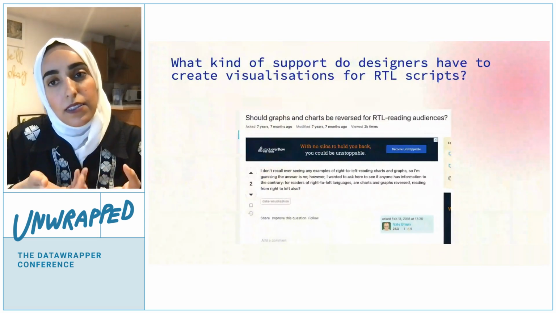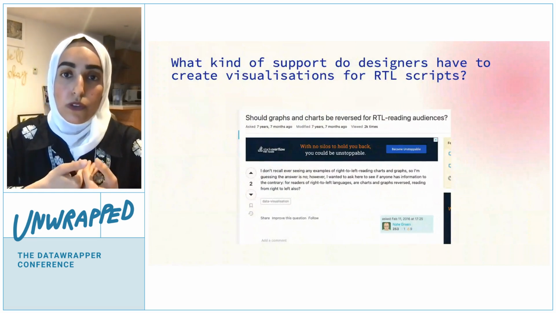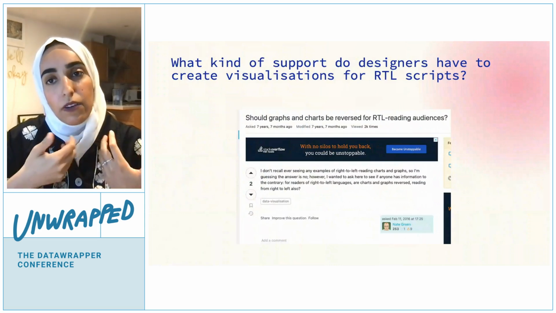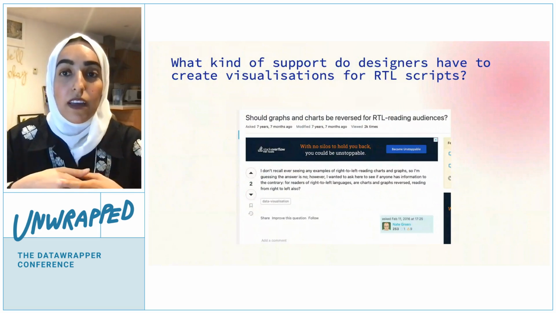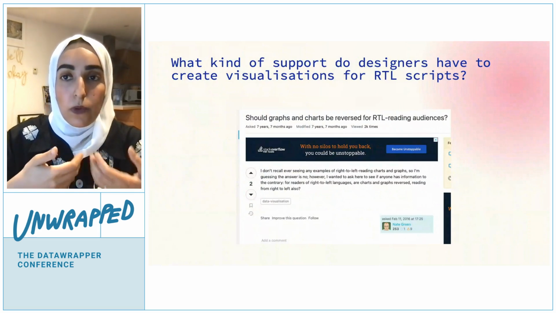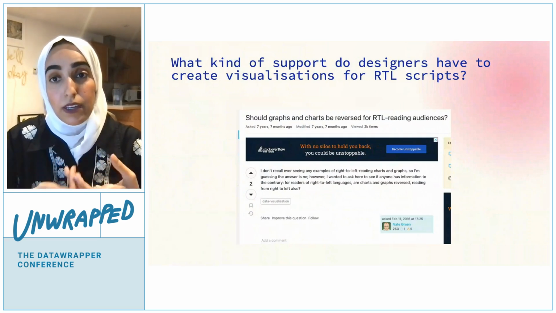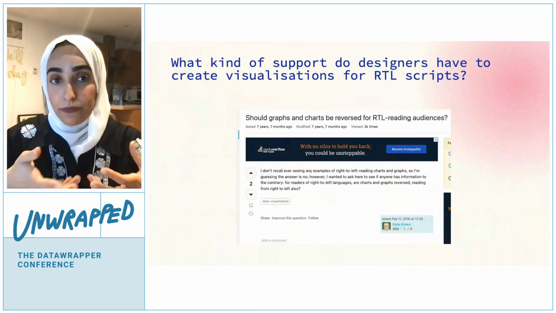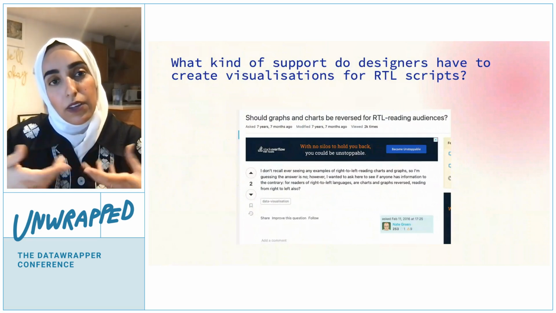The inconsistency of visualization design for right-to-left users found in the media shows that there are no clear guidelines. As this post demonstrates, someone is asking whether charts need to be reversed for right-to-left users. While mirroring might be a solution, it needs to be done with caution.